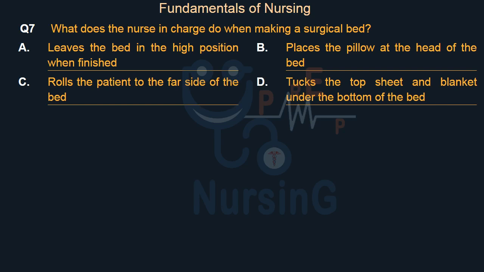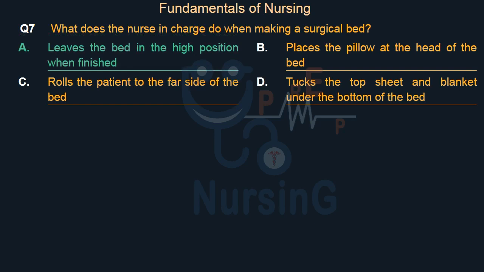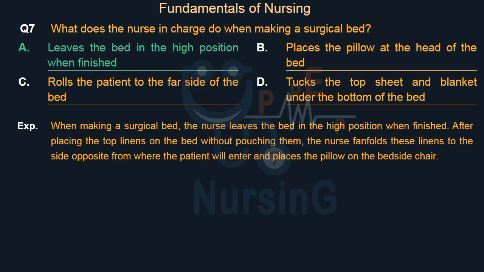Right answer is Option A. Leaves the bed in the high position when finished. When making a surgical bed, the nurse leaves the bed in the high position when finished. After placing the top linens on the bed without pouching them, the nurse fan folds these linens to the side opposite from where the patient will enter and places the pillow on the bedside chair.